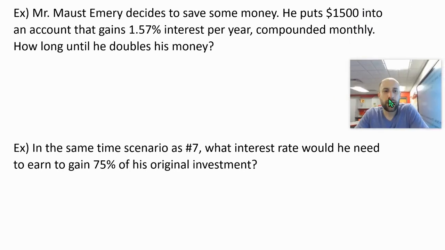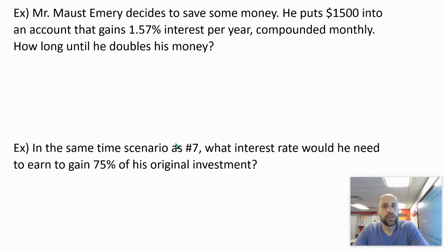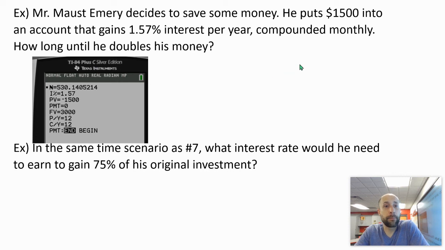All right, one or two more here. So for this one, take a moment and read it and see what you can come up with, and we'll talk about these 2 parts in just a moment. All right, so I am going to save some money. I put $1,500 into an account that gains 1.57% interest per year, compounded monthly. How long does it take to double? So to double would be 3,000.